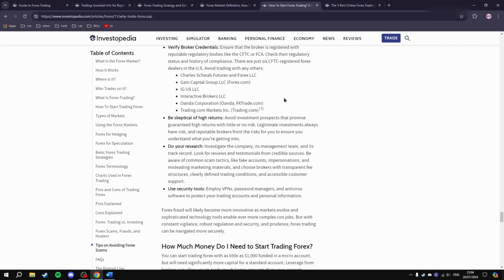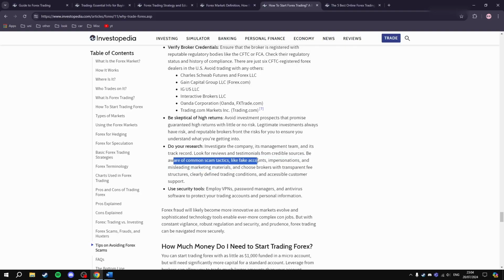Be skeptical of high returns. Avoid investment prospects that promise guaranteed high returns with little or no risk. Legitimate investments always have risk, and reputable brokers front the risks for you to ensure you understand what you're getting into. Do your research, investigate the company, its management team, and its track record. Look for reviews and testimonials from credible sources.